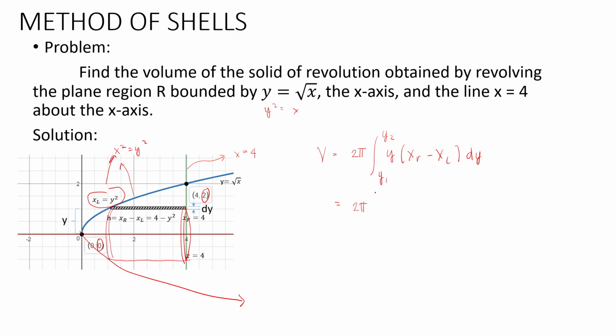So 2 pi, integral from 0 to 2, times y. That y is just y because that is the radius. And then x right is 4, minus x left, which would be y squared, dy. Then hopefully we get the same volume.